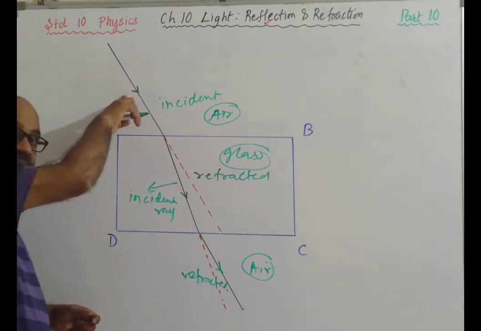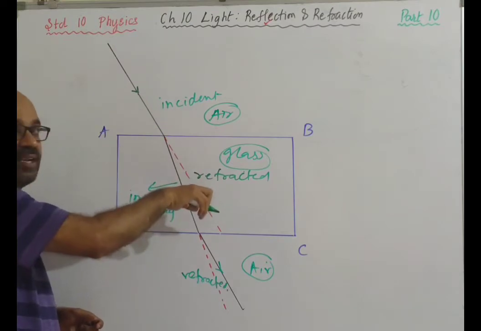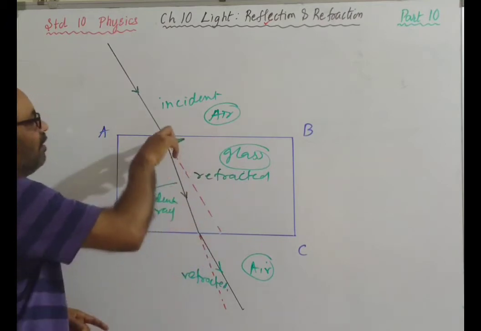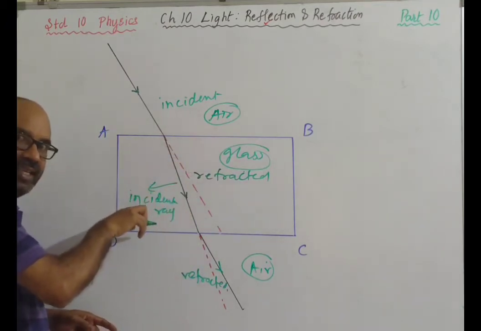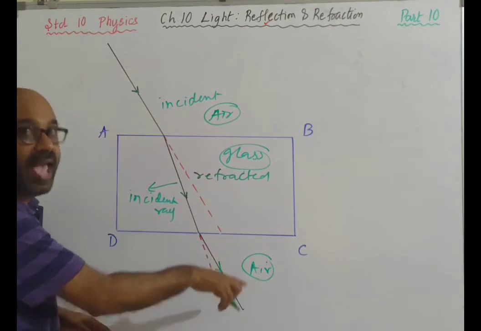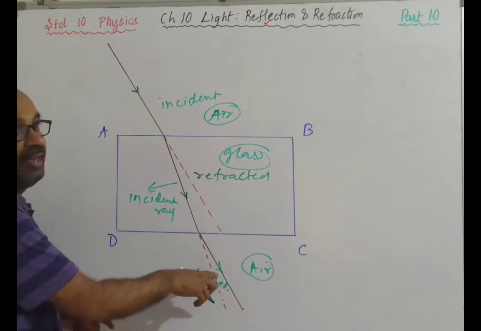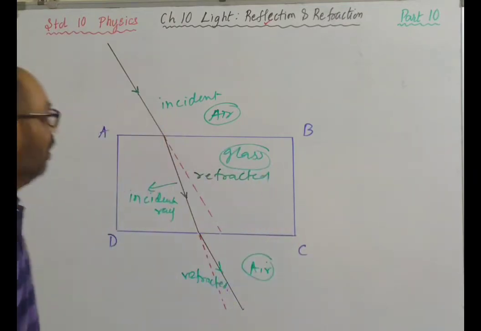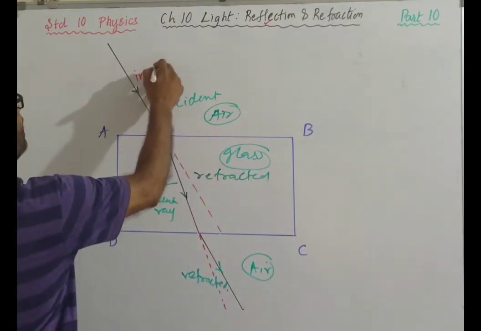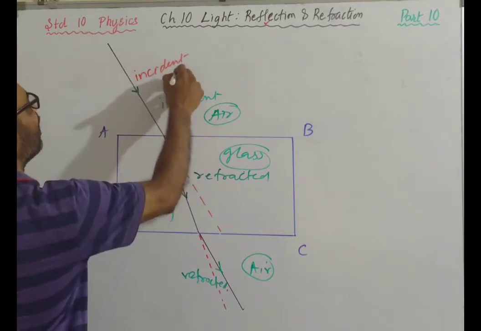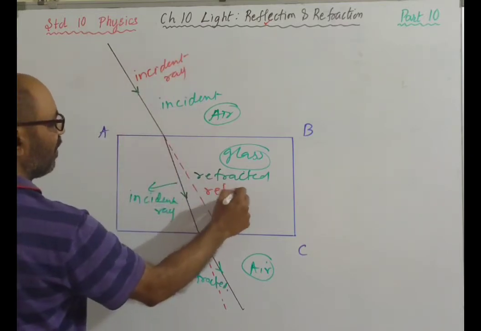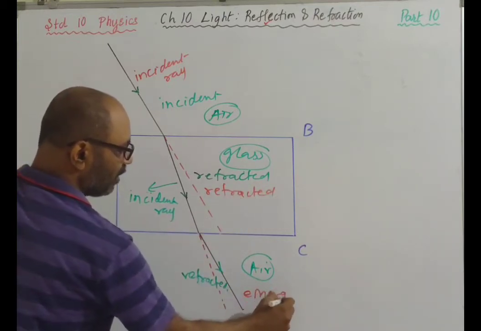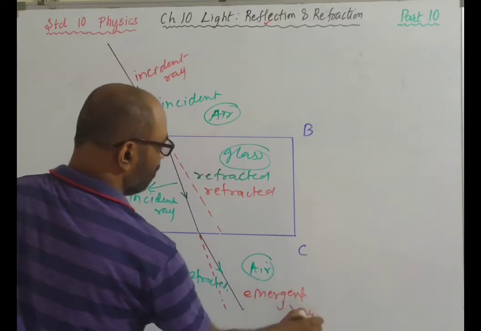So when we start with air, the ray of light in the air is incident ray. When it enters glass, it is refracted ray. When we start with glass, the ray of light traveling in glass is incident ray. But when it enters air, the second medium, the ray of light traveling there is called refracted ray. But in this experiment, we call this as incident ray. Correct? This as refracted ray. And this one as emergent ray. It is called emergent ray.